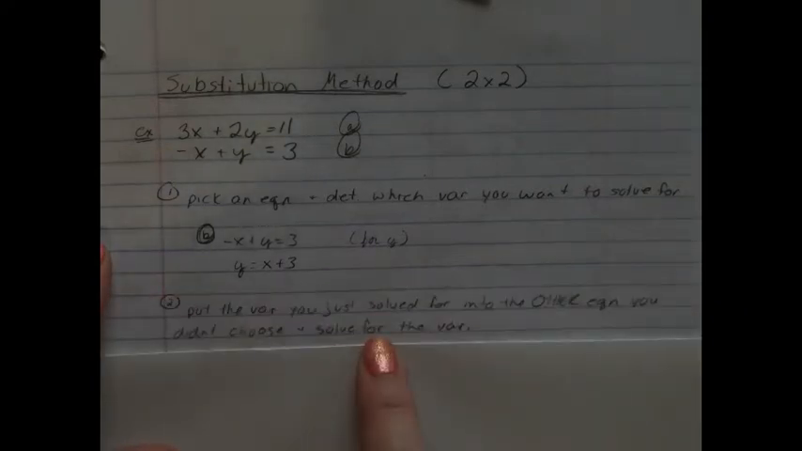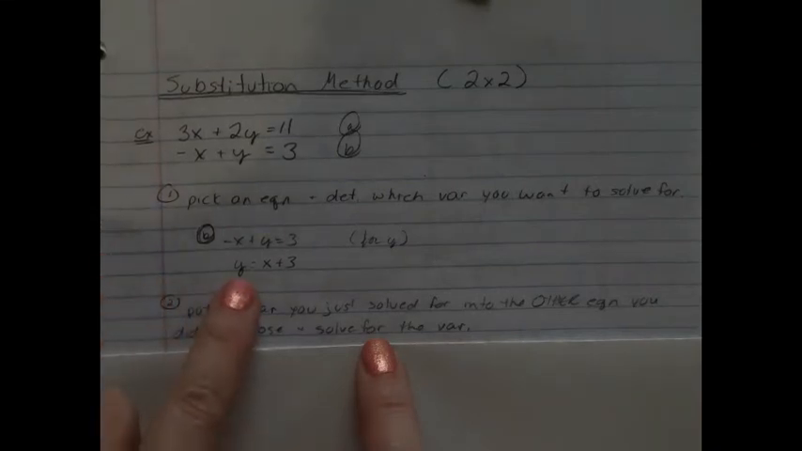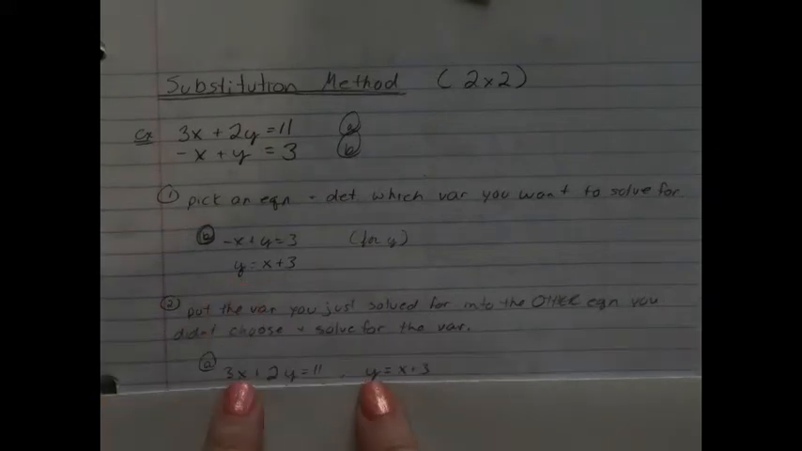The next thing I want to do is take the expression I just found in step 1 and put it into the other equation I didn't choose, and solve for the variable. I solved for y from equation B. That means I'm going to take this answer that I solved for and put it into the other equation, equation A. This is equation A that I did not use, and this is equation B in which I solved for y. I'm going to take this y and put it into here.